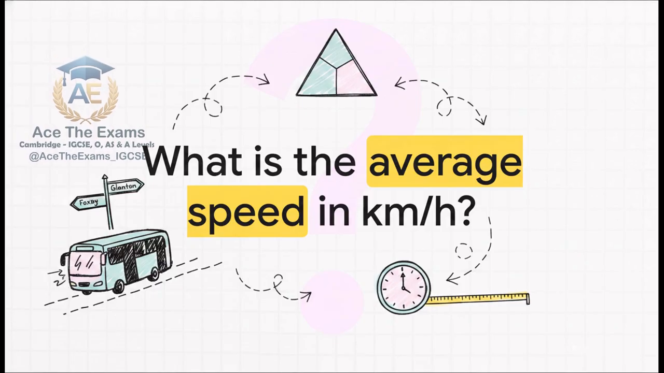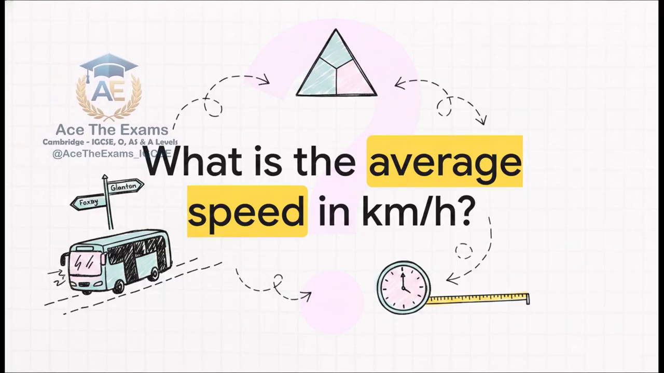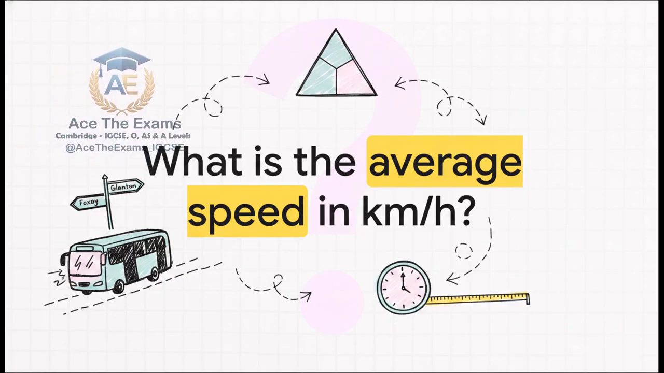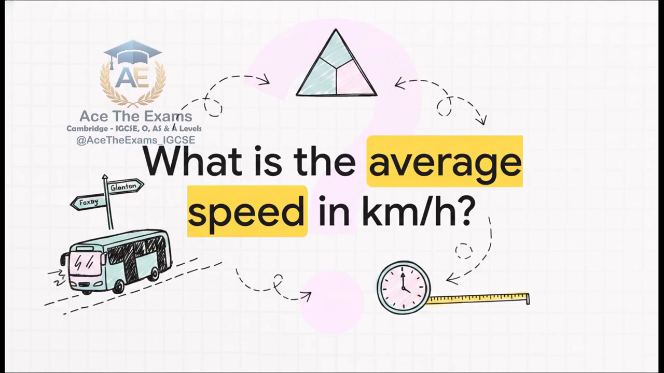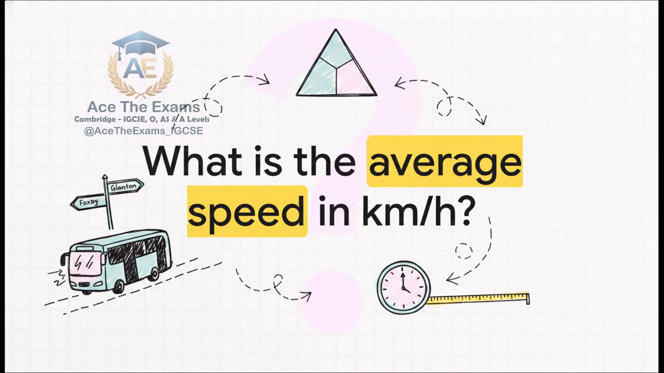Okay, let's get back into it. This brings us to question 6b, which tests your ability to convert units before plugging them into the speed, distance, time triangle. The question states the distance between Foxby and Glanton is 15 kilometers, the bus takes 12 minutes, and the command phrase is, calculate the average speed of the bus in kilometers per hour.